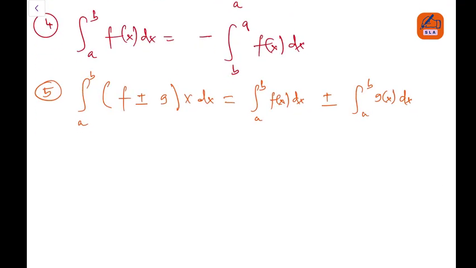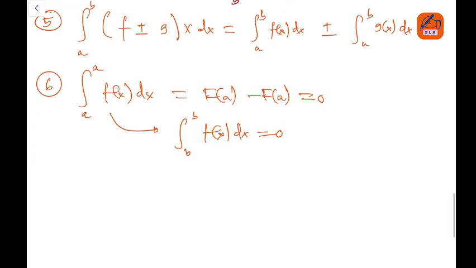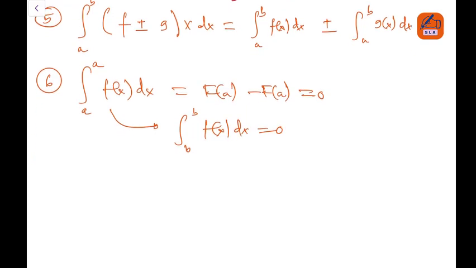And another property which is also very important: when you integrate from the same limits of f(x) dx, we may guess it will be F(a) minus F(a), so this is 0. Actually, even if you're given the same limits on both ends, it carries the meaning of 0. So these are some properties of integrals.